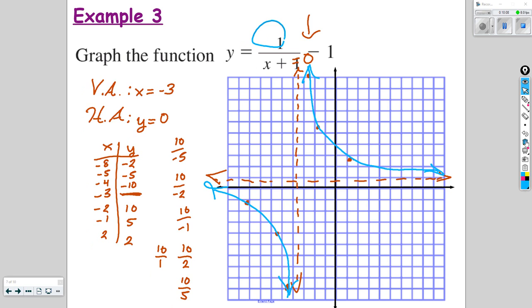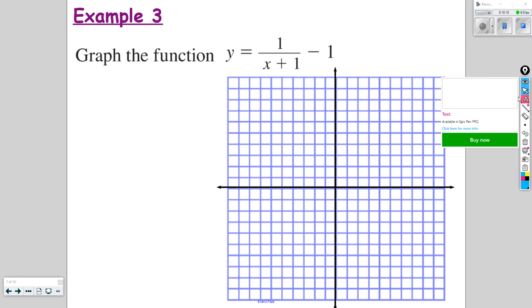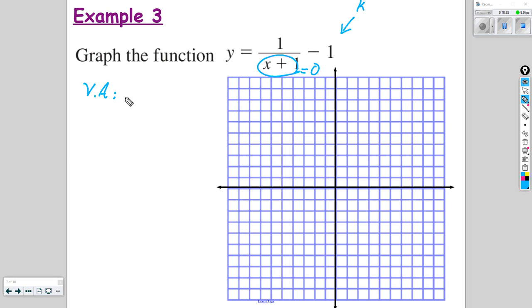All right, moving on. This is our first example where we're going to have some horizontal asymptote. So our vertical asymptote, I always like to start with that. Remember, we're going to set that denominator equal to 0 and solve. We get x equals -1. And then our horizontal asymptote is whatever we're adding or subtracting to the overall function right here. So that's y equals -1. So let's plot those asymptotes.